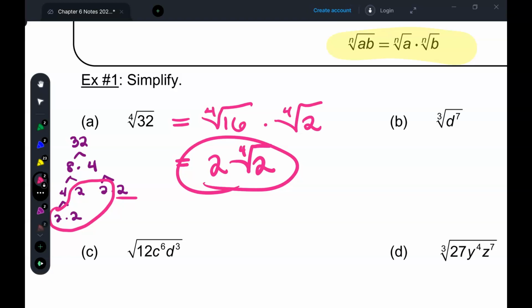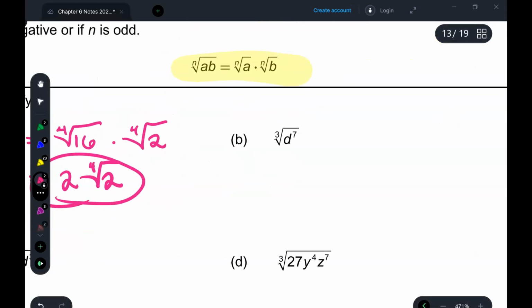This first one, if you're good with the mental math, like if you can think of, oh, 8 goes into 32 or something like that, that's great. Otherwise, you can always do the factor tree. You'll get the same answer. Okay? Let's look at the next one. Now the next one has a variable.